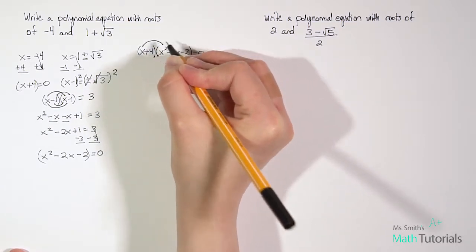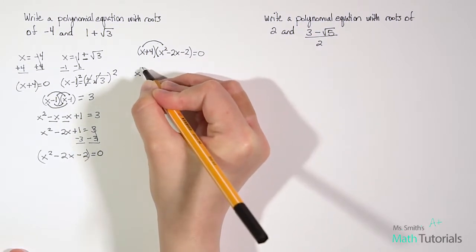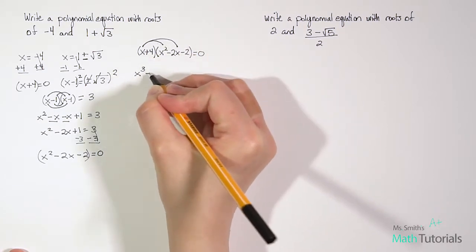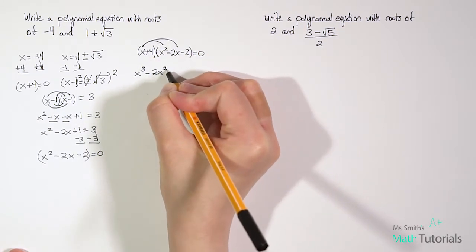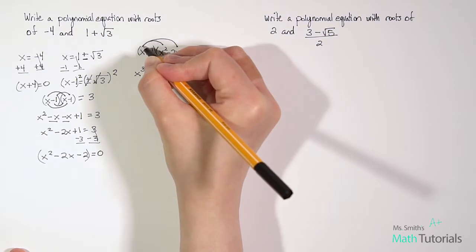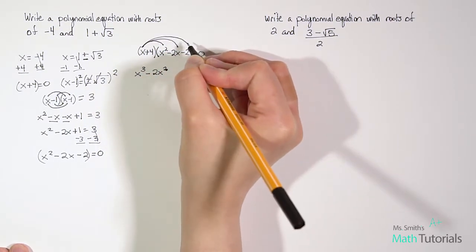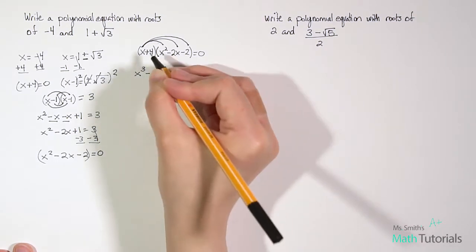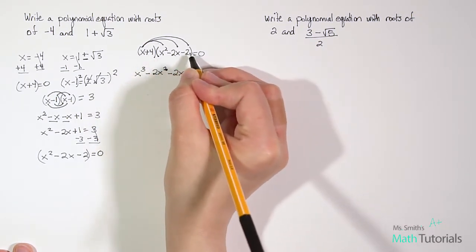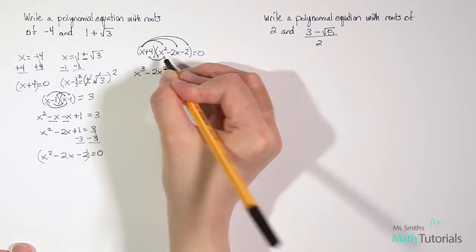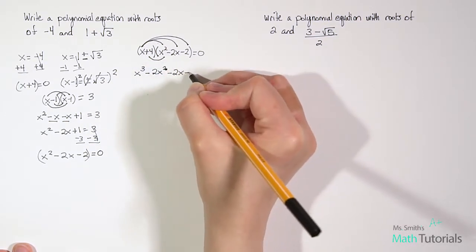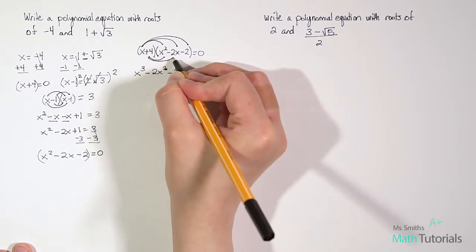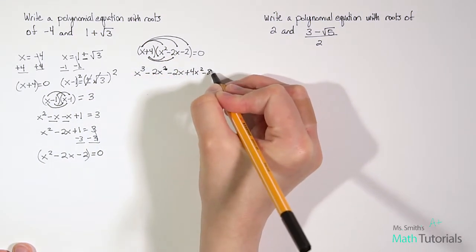X times x squared is x cubed. X times negative 2x is negative 2x squared. X times negative 2 is a negative 2x. And now we need to distribute that positive 4 to each of these parts. So 4 times x squared is a positive 4x squared. 4 times negative 2x is a negative 8x.